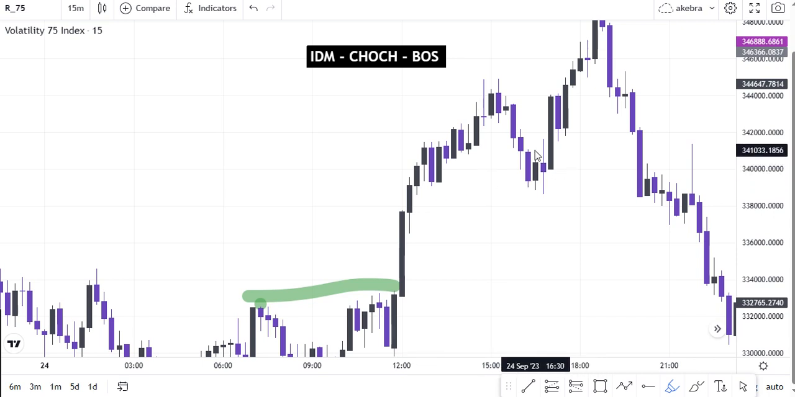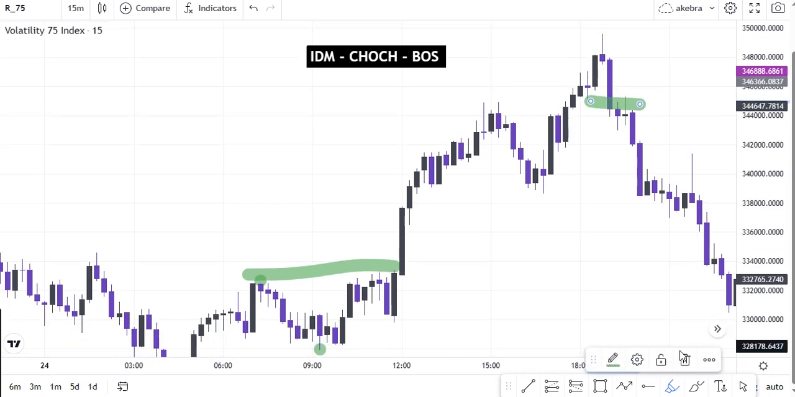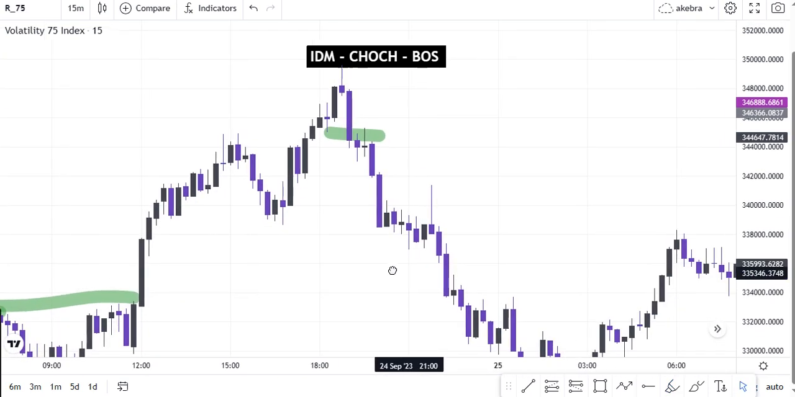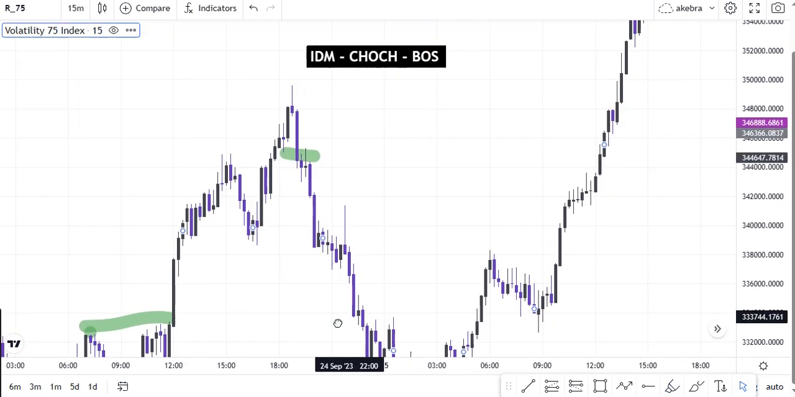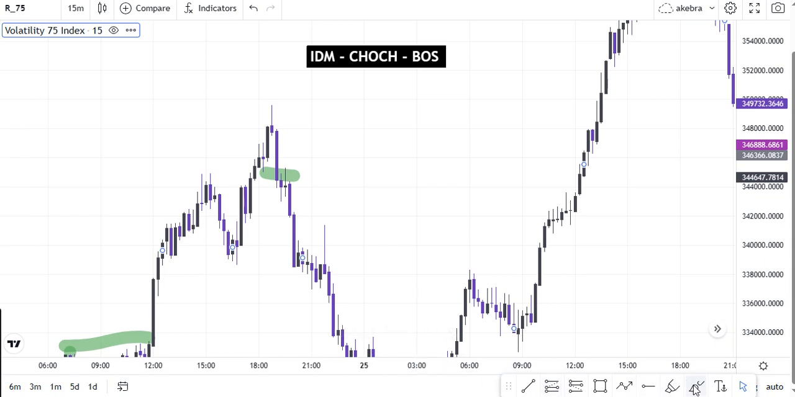Okay, it didn't take out the low. However, the market pushed high. See this one, it takes out the low. The market takes out the inducement. After the market takes out the inducement, the market pushed down a little bit, and finally did what? Came back to take out this high.